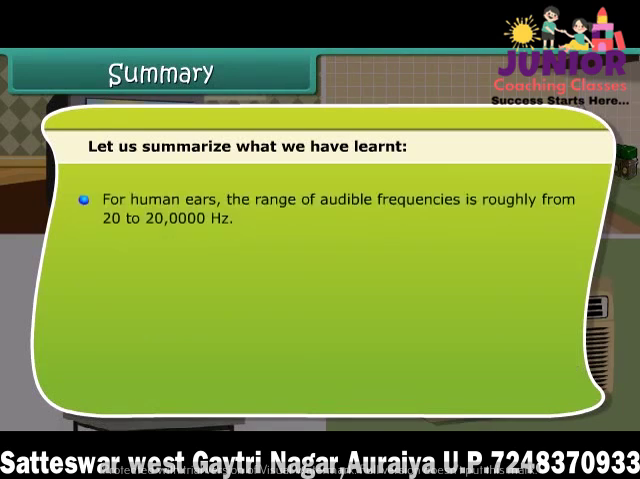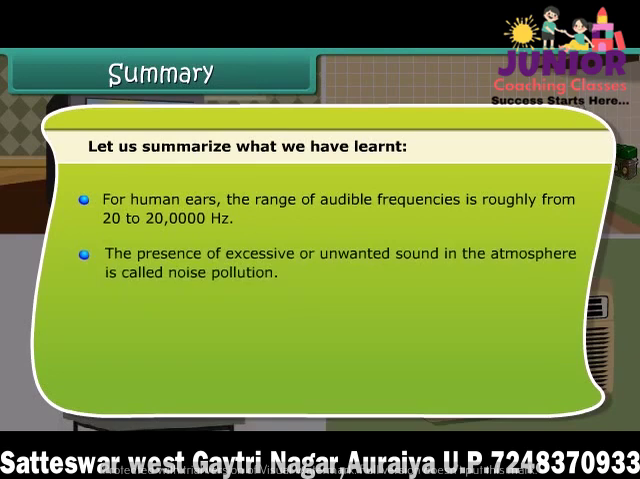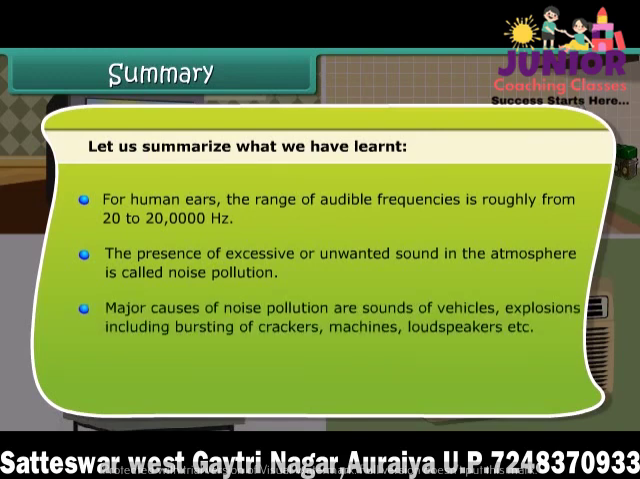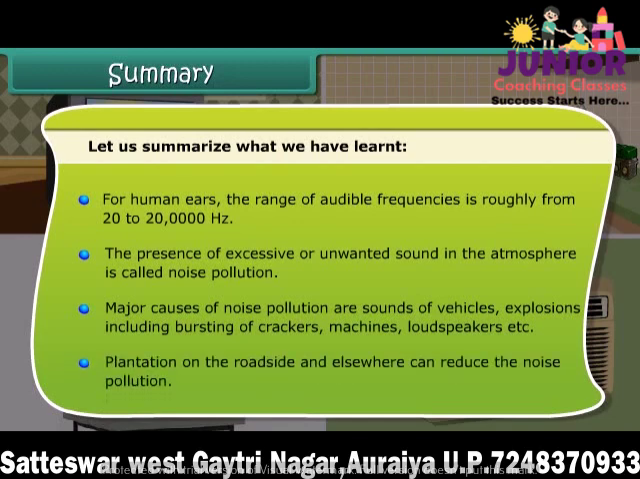For human ears, the range of audible frequencies is roughly from 20 to 20,000 Hz. The presence of excessive or unwanted sound in the atmosphere is called noise pollution. Major causes of noise pollution are sounds of vehicles, explosions including bursting of crackers, machines, loudspeakers, etc. Plantation on the roadside and elsewhere can reduce the noise pollution.